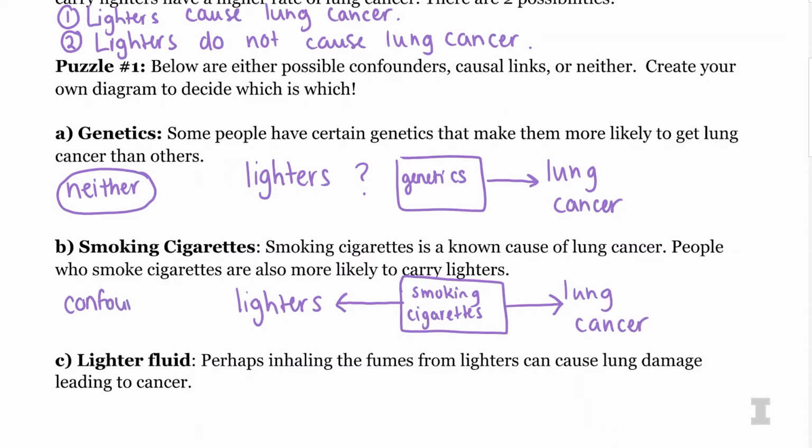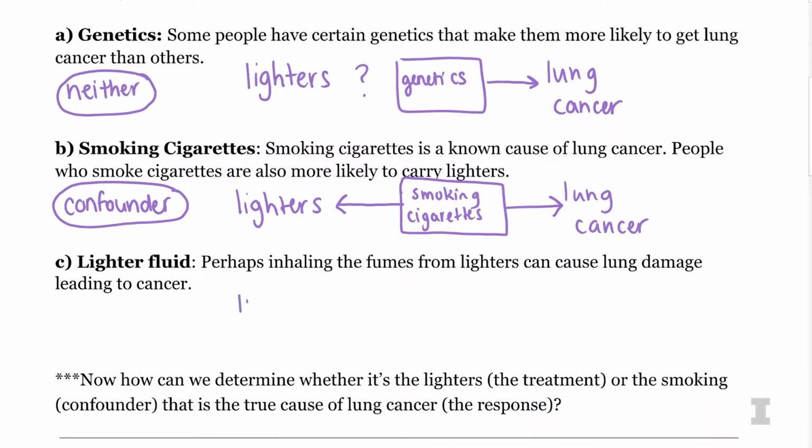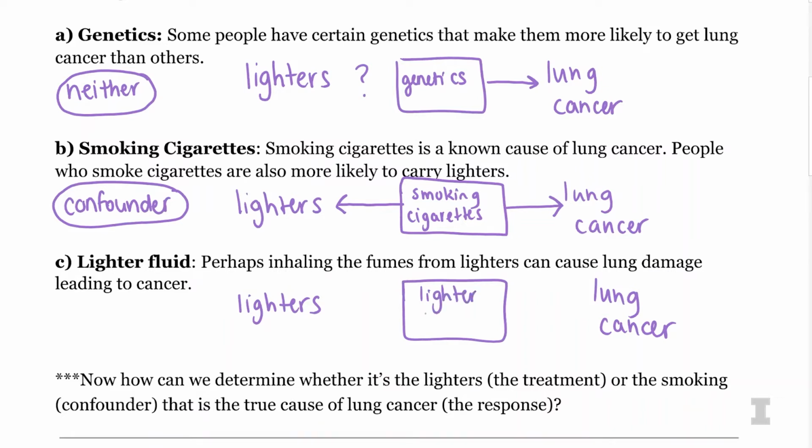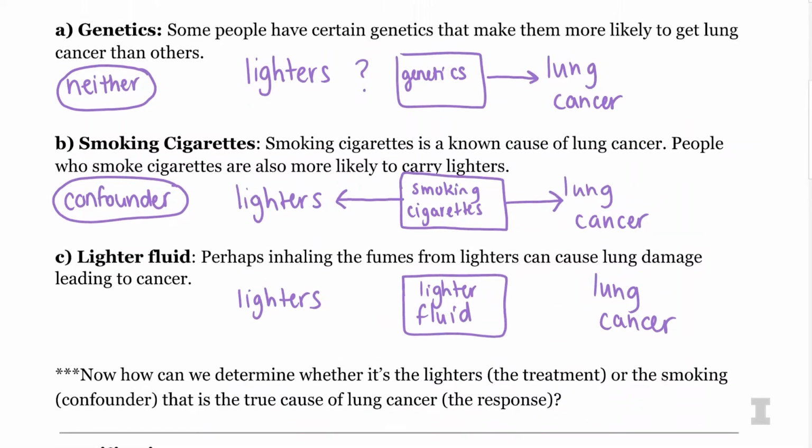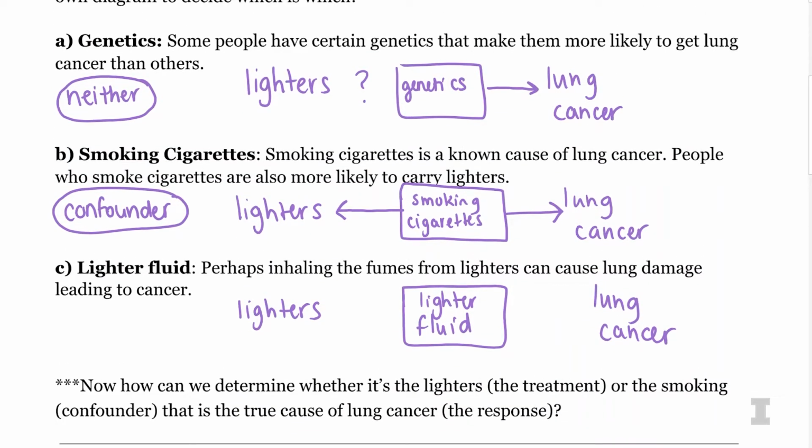After we look at our very last option here, we're going to look at how can we confirm that smoking cigarettes actually is a confounder. So then the last example, just to finish this up, is lighter fluid. So I have lighters as my treatment, lung cancer as my response, and then lighter fluid in the middle. And it says perhaps inhaling the fumes from lighters can cause lung damage leading to cancer. So this is saying, okay, we have these lighters, we get the lighter fluid, we inhale it, and then that could get into our lungs and cause cancer.